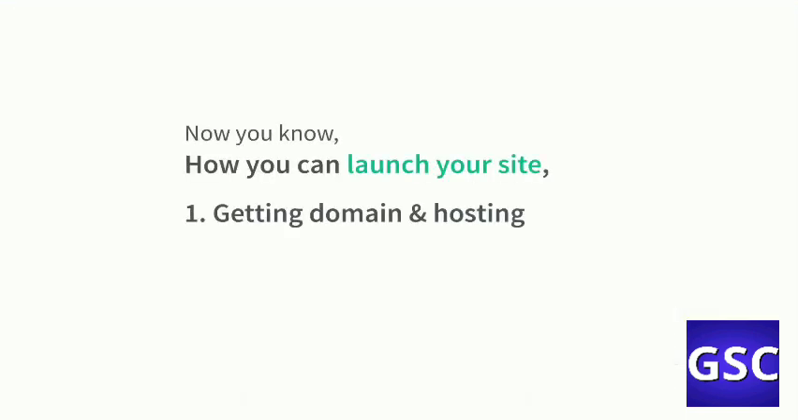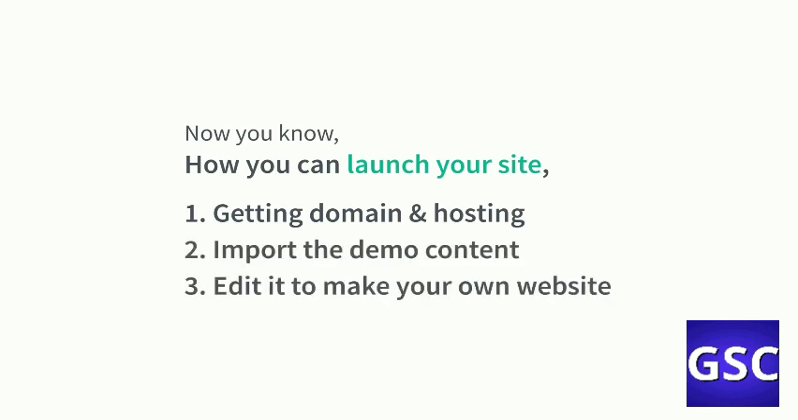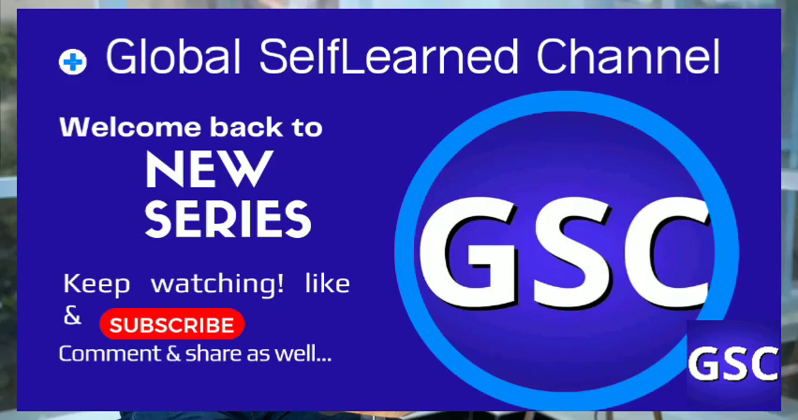So now you know how you can launch your site by getting domain and hosting, import the demo content, and then edit it to make your own website. So if you're ready to start making your own website, just click here. It will take you to the page which we saw in the first step, which was choosing your domain. So just pick a domain and build your website.